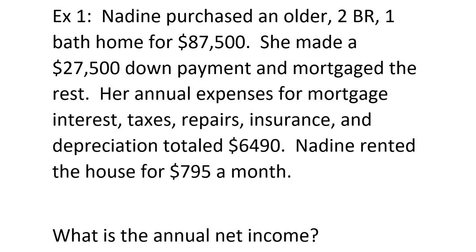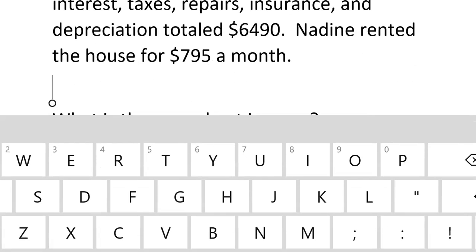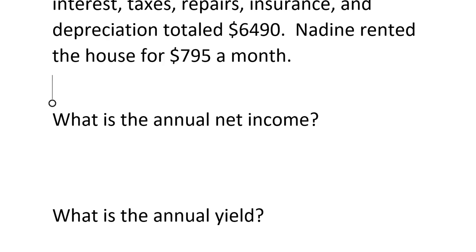So her annual expenses, all in one sum, for mortgage, interest, taxes, repairs, insurance, and depreciation totaled $6,490. She rented the house for $795 a month. So what's the net income? First of all, the $795 is every month, so you take that times 12.